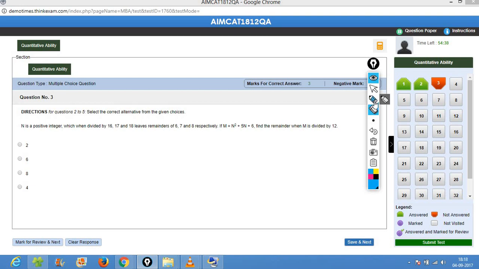So n is a positive integer which when divided by 16, 17, 18 leaves remainders of 6, 7, 8. I can see a relation here: 16 minus 6 is 10, 17 minus 7 is 10, 18 minus 8 is 10. So the number is of the form LCM of 16, 17, 18, times k, minus 10. Okay, fine. Now the question is, if m is equal to this, this is n, right?